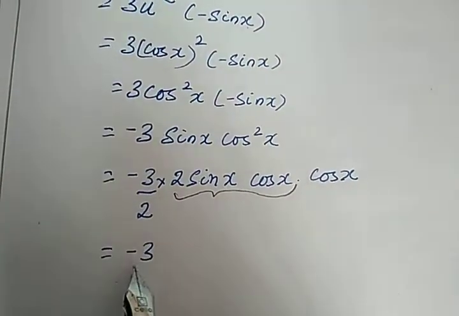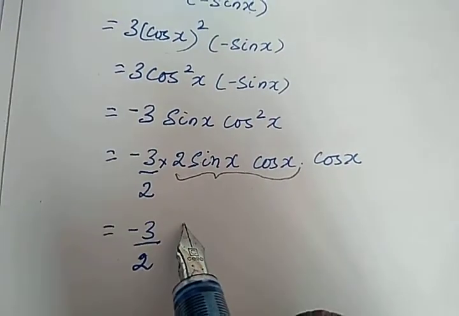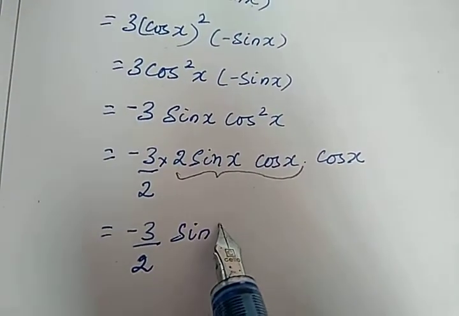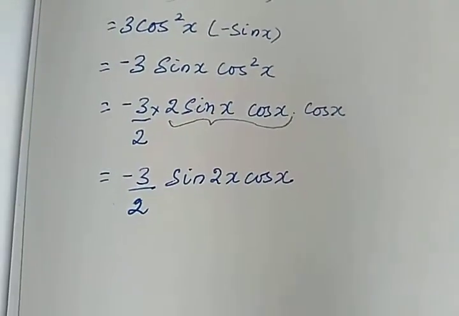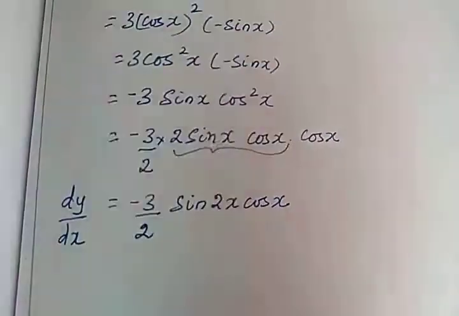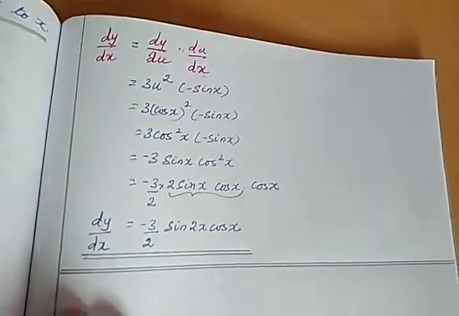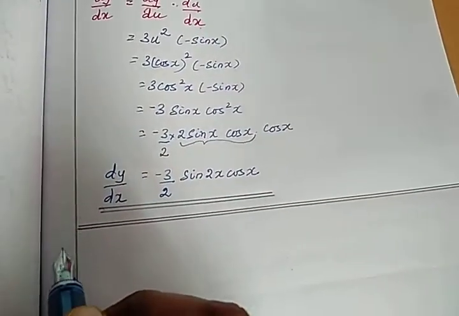Which is equal to minus 3 by 2. 2 sin x cos x can be written as sin 2x. Sin 2x into cos x. This is your final answer. So this is dy by dx. After completing the sum, underline the solution. Let us move on to sum number 4.